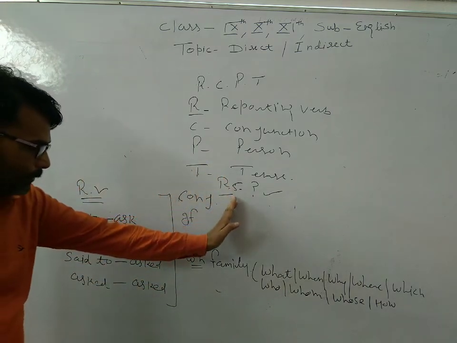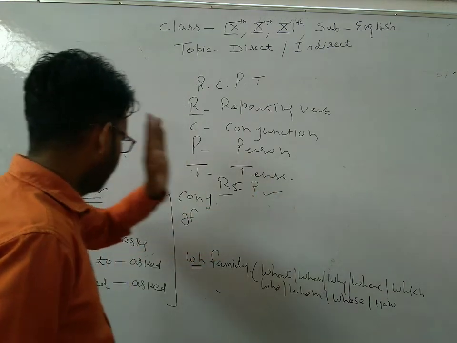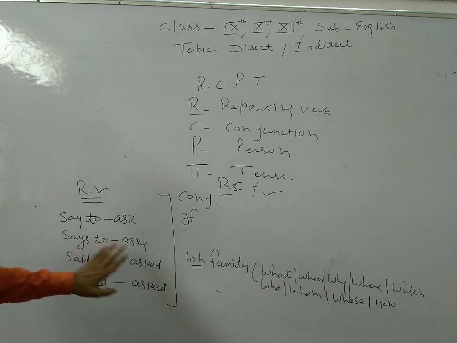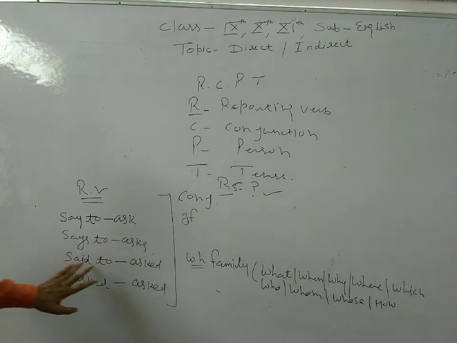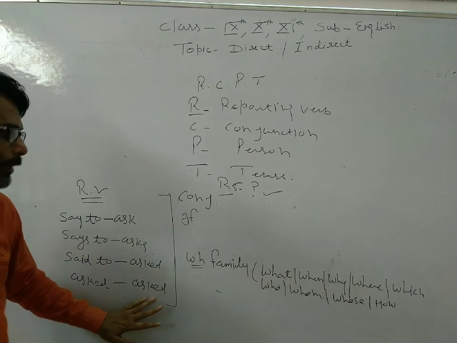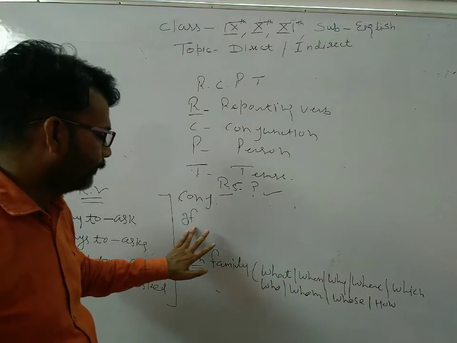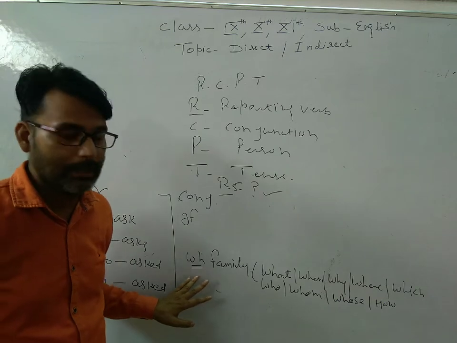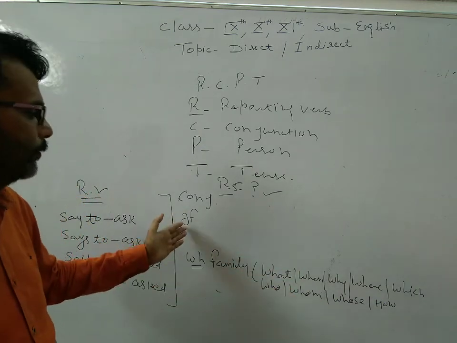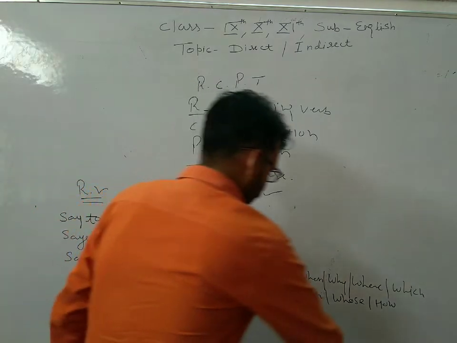If the reported speech is in interrogation, then say to will change into ask, says to will change into asks, said to will change into ask, and ask will remain same. Then you have to put conjunction if or WH family. WH family will be used when it is given. Either you have to use if. Okay, let us go to the next.